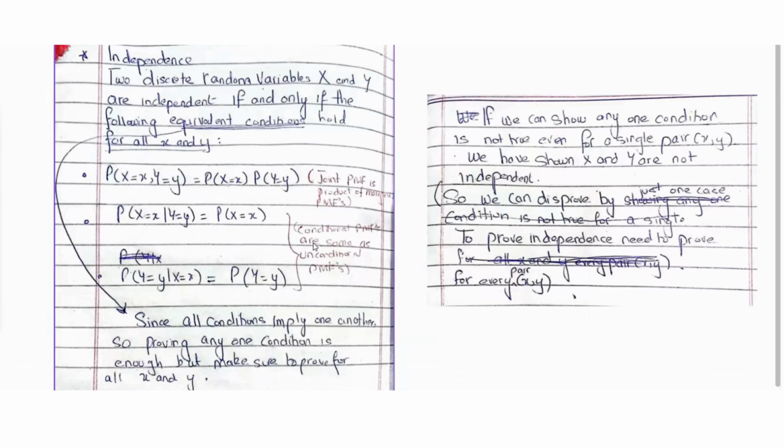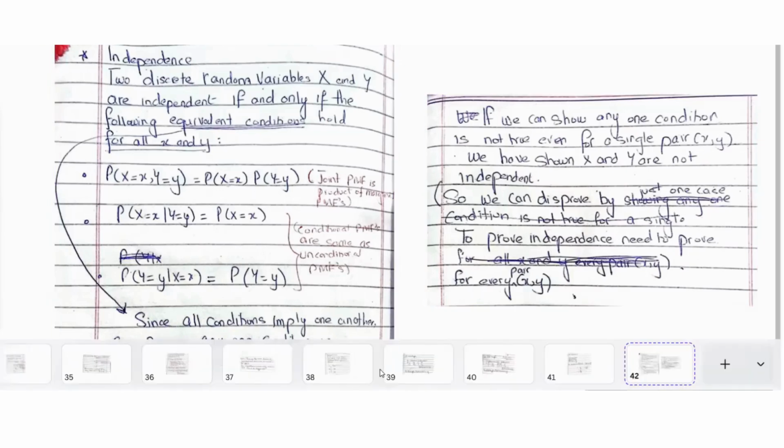If we can show any one condition is not true for a single pair x and y, we have shown x and y are not independent. So you can disprove by just one case. If you're able to show that any one condition is not true for even a single pair x and y, we have shown they're not independent. But to prove independence, you need to prove any one of these conditions for all possible pairs x and y.